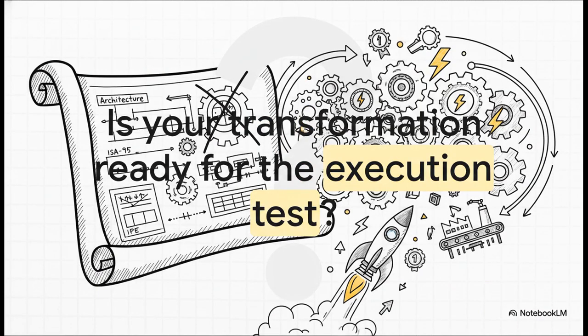To wrap things up, I want to leave you with this question to really chew on. Is your digital transformation actually ready for the execution test? We spend so much capital perfecting the ISA95 blueprint, but as John Kachat clearly shows us, architecture alone isn't enough. IPE delivers the operational excellence required to actually sustain it. Because at the end of the day, architecture without execution is really just a very expensive piece of paper.